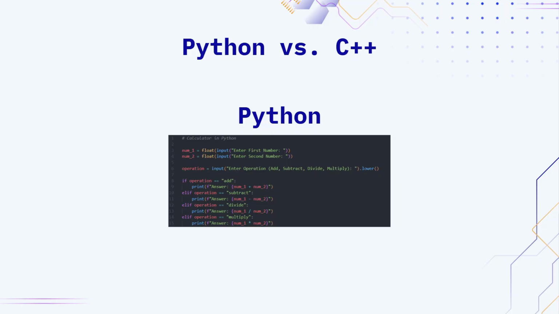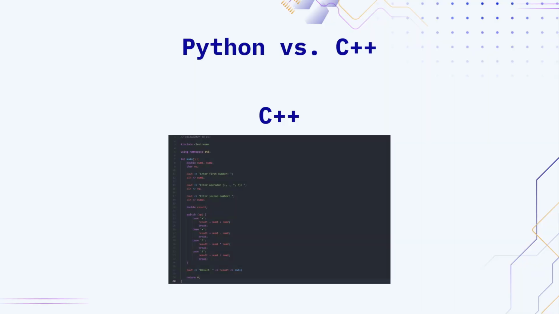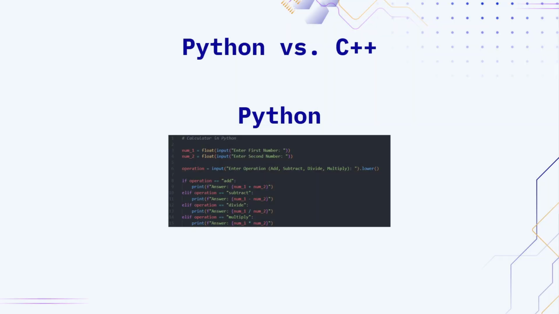C++ is a different language. It's a lot older and considered a lot more difficult. So here it is. You can see it's pretty long. It's pretty hard to understand. And if you just go back here, look at Python. It's just so much more simple. It looks so much easier to comprehend.